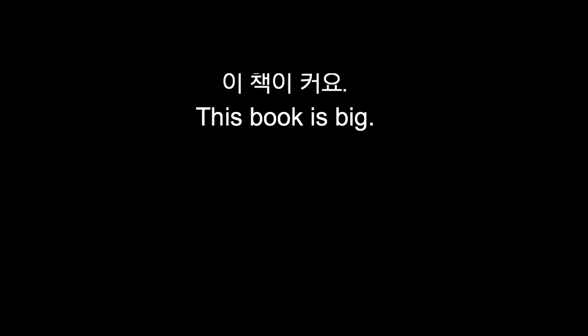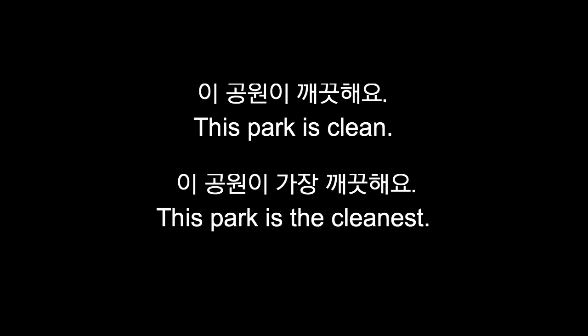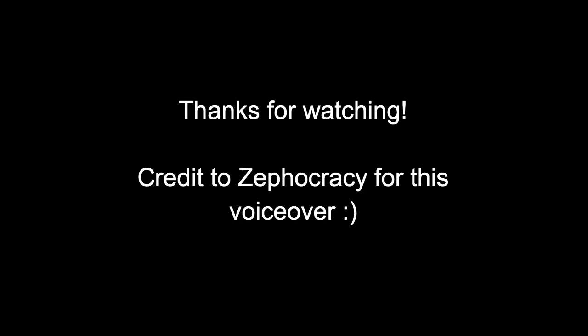Another example is 이 책이 커요, which means this book is big. And in its superlative form, it can become 이 책이 제일 커요, which means this book is the biggest. Let's look at one more example, which is 이 공원이 깨끗해요, meaning this park is clean. Putting this into its superlative form, it becomes 이 공원이 가장 깨끗해요, meaning this park is the cleanest.